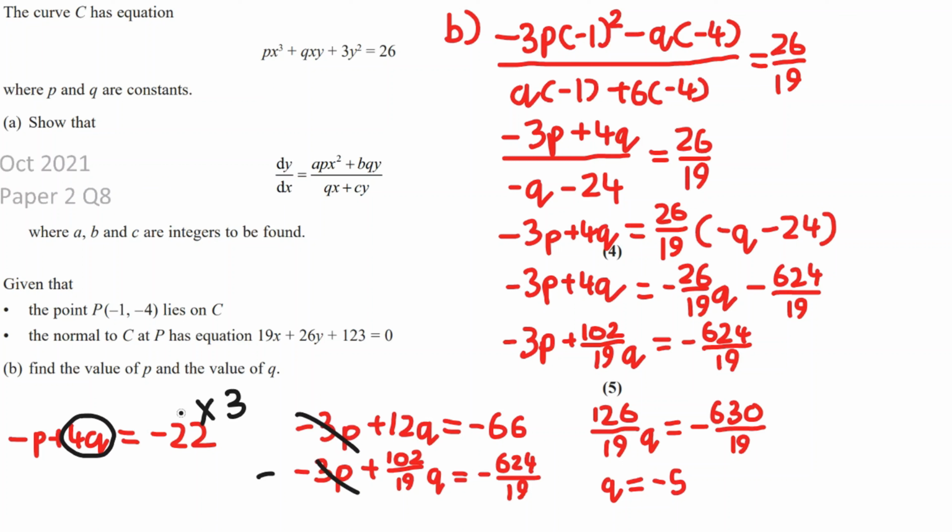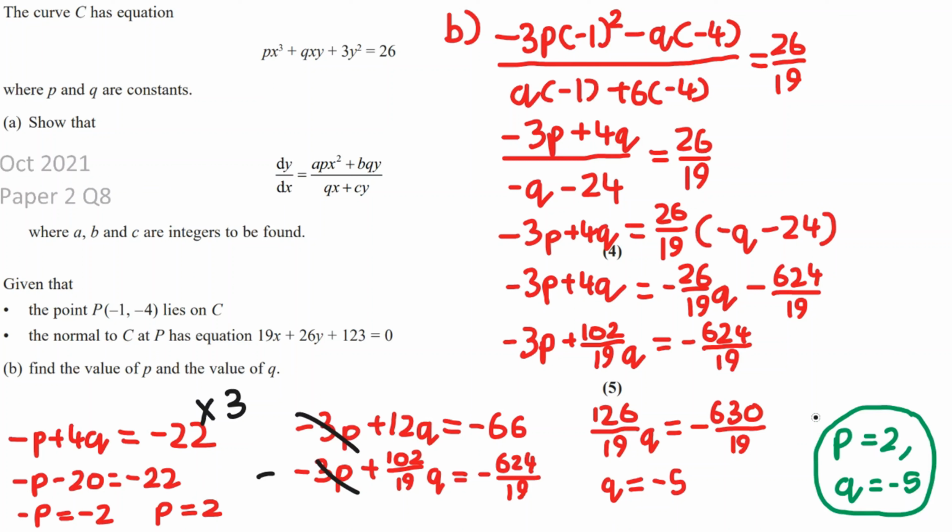So 4 multiplied by minus 5 is going to be minus 20, and then move this minus 20 on the other side, so it's going to be minus p is equal to minus 2, so then p is equal to 2. So therefore, after all of that work, we have found that p is equal to 2 and q is equal to minus 5.